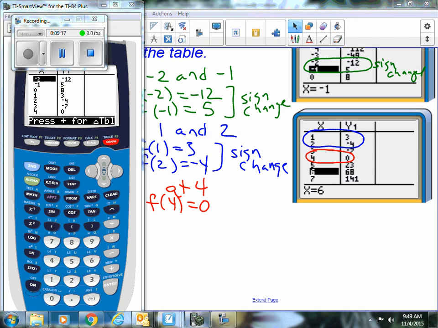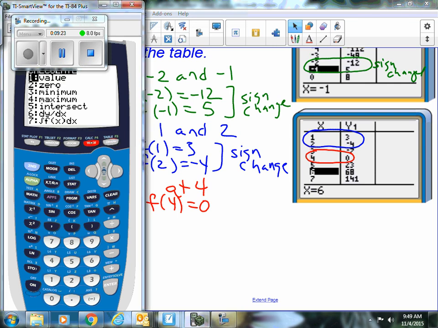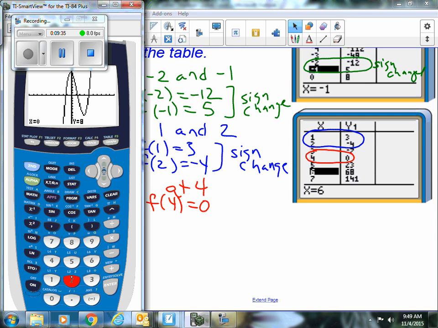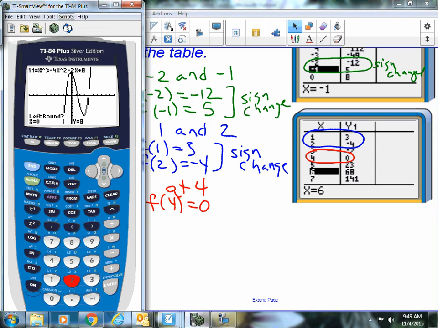And this is what we're going to be doing for a bunch of these today. If the algebra hadn't worked well, what's our backup plan? Well, we're going to go to second, trace. It's called the calculate menu. We've been here before for max and mins. We're going to do number 2, which is the 0. We want number 2, the 0 of the function. So let's go to number 2. It's going to ask you those 3 questions like it did before: left bound, right bound, guess, exactly the same thing as when you were doing max and min points.